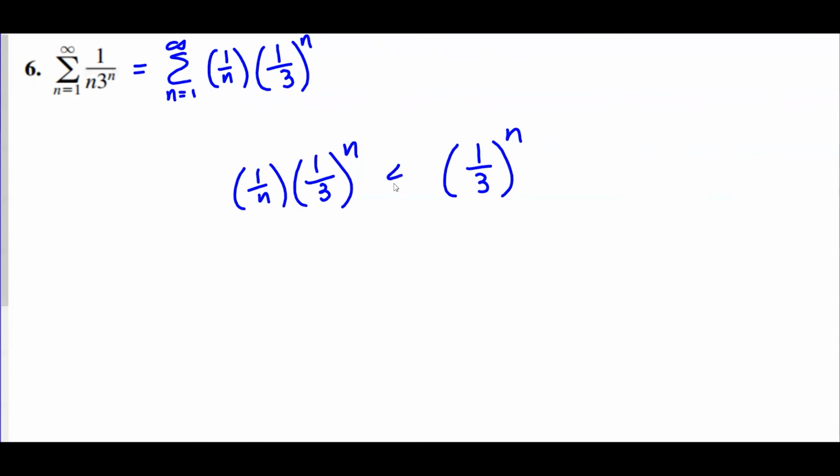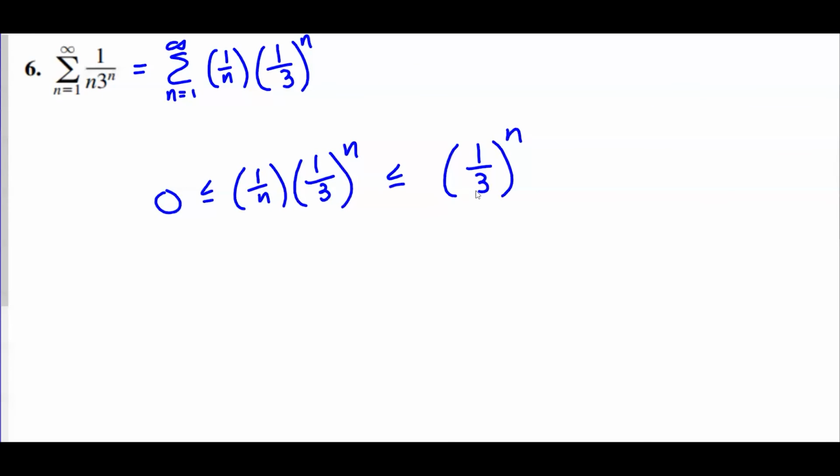So that means this one is stuck between 1 over 3 to the n and 0. They could be equal, right? If n is equal to 1, they could be the same. But after that, it's between.